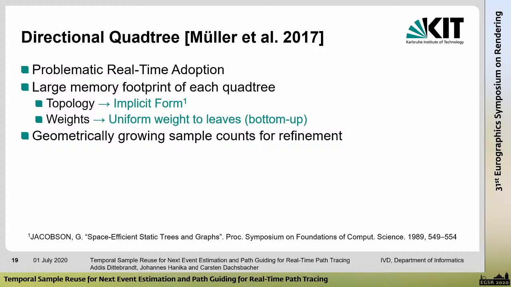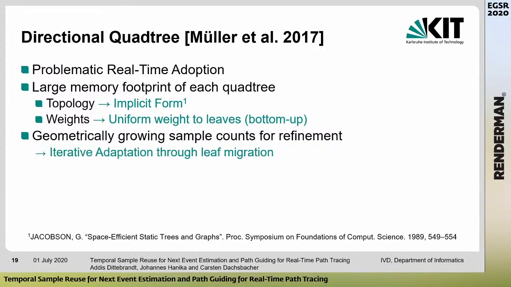Another point is the adaptation scheme. They use a geometrically growing sample count for refinement, so you double the sample count each iteration. This is not possible in our instance, but since our quadtree is already much simpler, we can revert to a simple per-frame adaptation. In our case, we just split one leaf node and collapse another one. So we do one simple modification to the existing quadtree, but we'll get to that shortly.